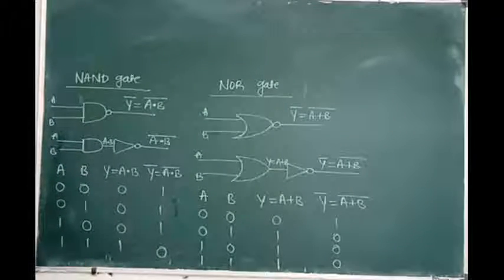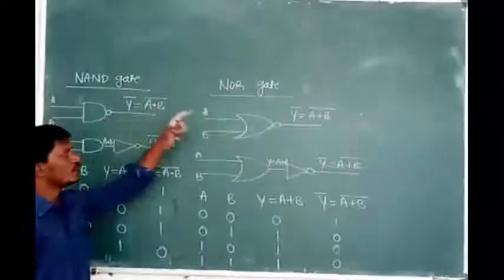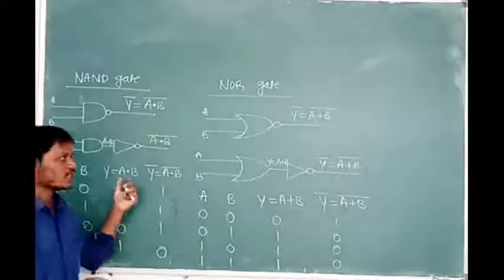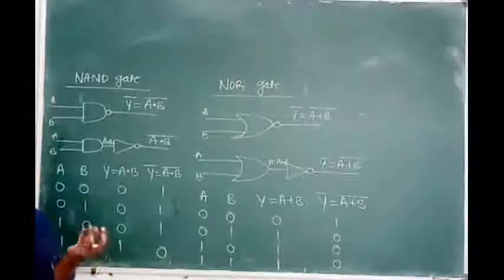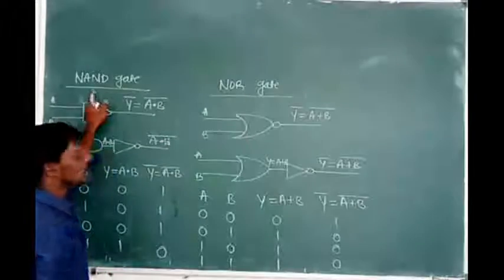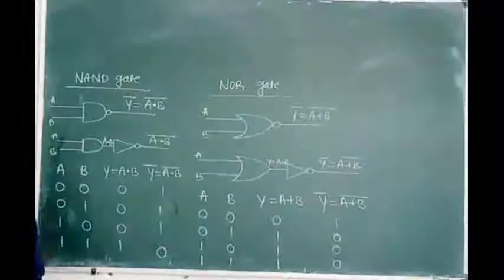NAND gate. So the NAND gate and NOR gate behave as universal gates, because sometimes they act like an OR gate, NOT gate and even an AND gate. Okay. So the NOR gate and NAND gate are called universal gates.